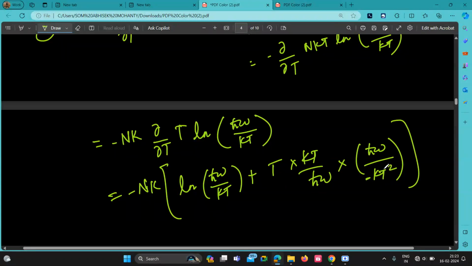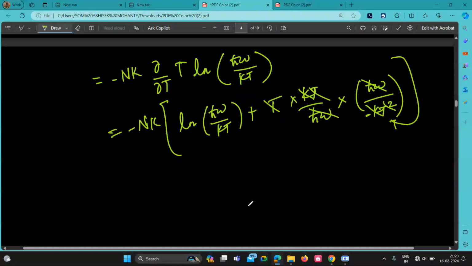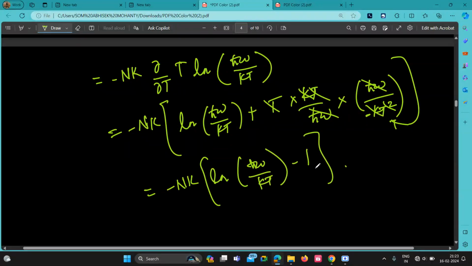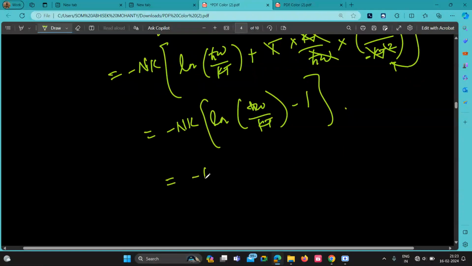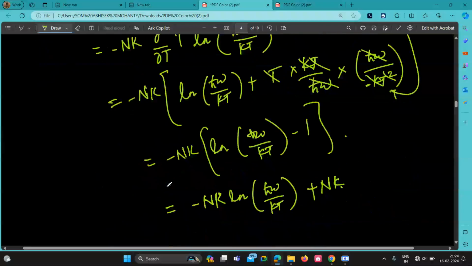Now the derivative of this one I took. You do this one yourself, then only you will understand. Otherwise, you won't understand. kT, T and this T T cancel, so only minus one is left. So minus Nk ln (h cut omega by kT) minus one. Is it all right? So if we open it, minus Nk ln (h cut omega by kT) plus Nk. This is your entropy.